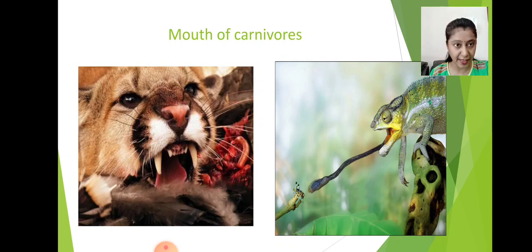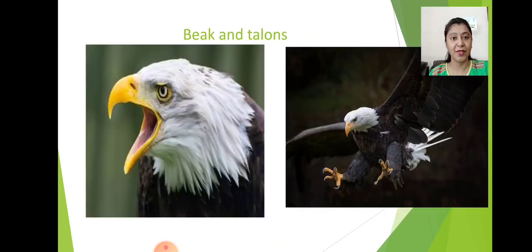Next picture is of a chameleon which is just throwing its tongue on an insect, and you can see the tongue is quite long, and as I said, it can be more than the chameleon's body also. It is said to be double the size of the chameleon's body. Now there is a sharp pointed beak of an eagle, and the talons you can see in the next picture. There are talons, that is the claws of the eagle by which it can hold the prey and fly back.